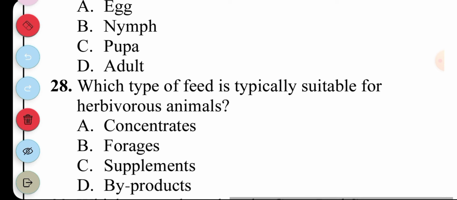28. What type of feed is typically suitable for herbivorous animals? A. Concentrates. B. Forages. C. Supplements. D. Byproducts. The answer to question 28 is B. Forages.